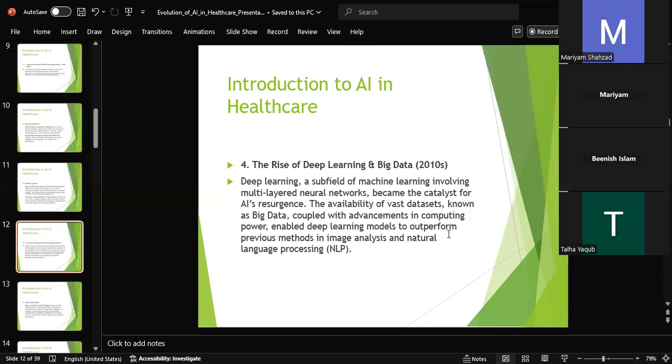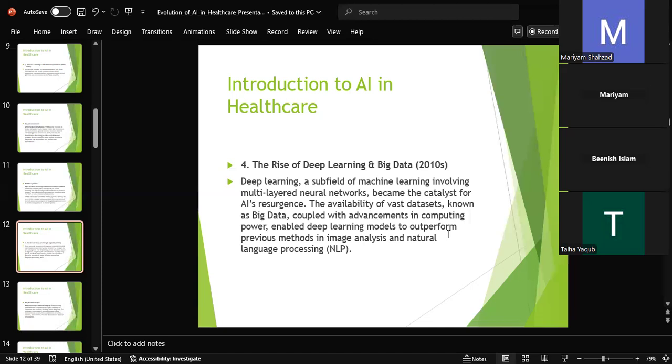The availability of vast datasets, known as big data, coupled with the advancements in computing power, enabled deep learning models to outperform the previous methods in image analysis and natural language processing. So basically, this is how it evolved. Big data evolved, then deep learning also evolved from machine learning.